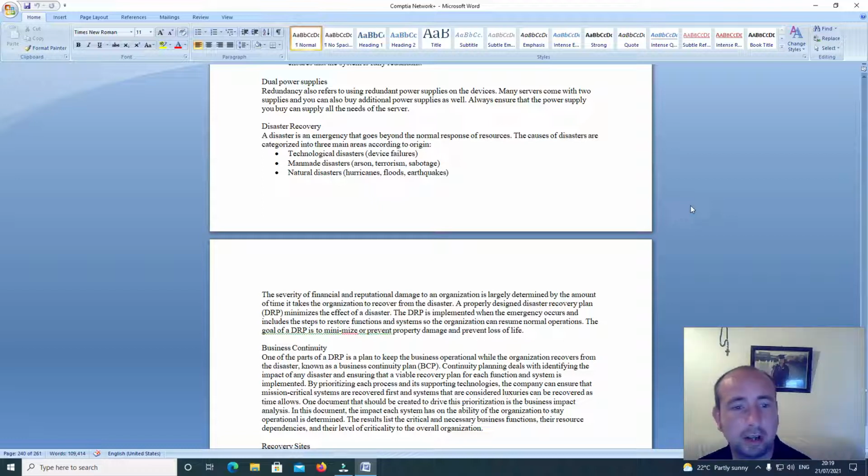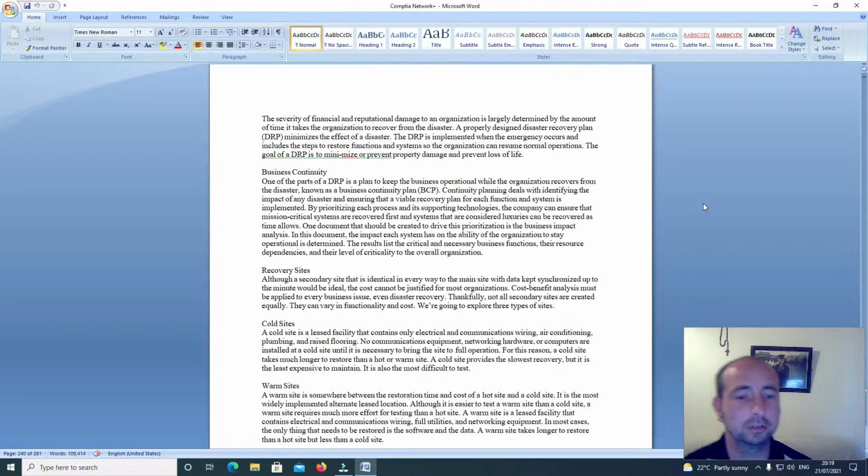Disaster recovery. A disaster is an emergency that goes beyond the normal response of resources. The causes of disasters are categorized into three main areas according to the origin. Technological disasters, such as device failure. Man-made disasters, such as arson, terrorism, sabotage. Natural disasters, such as hurricanes, floods, earthquakes.